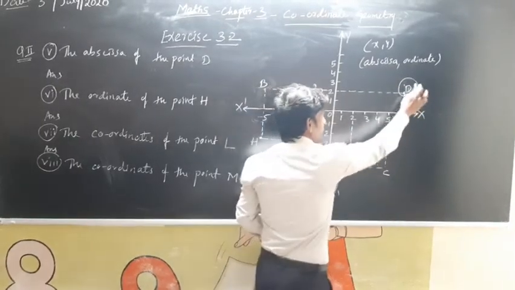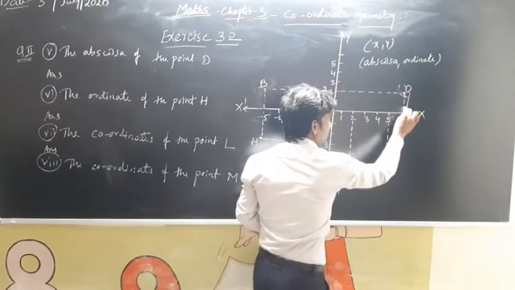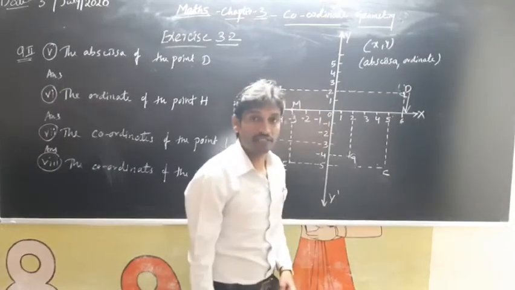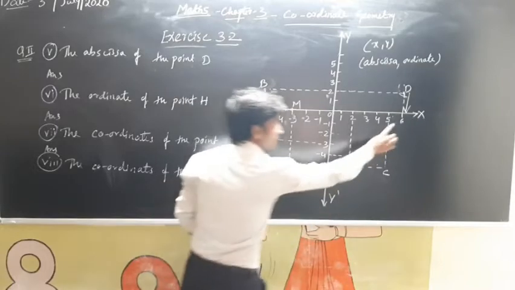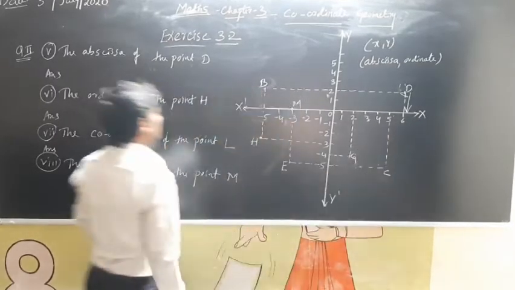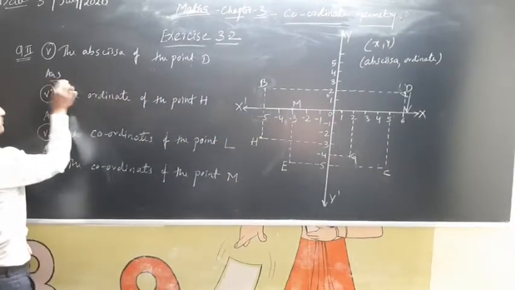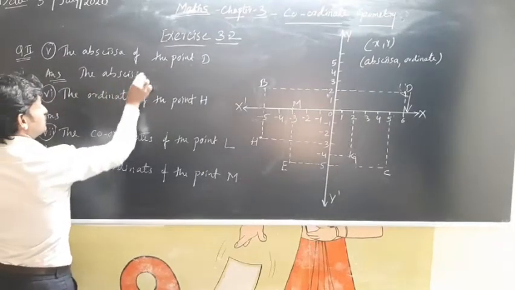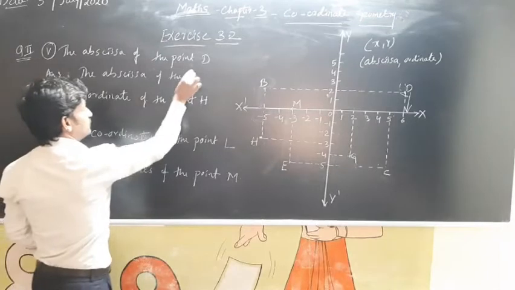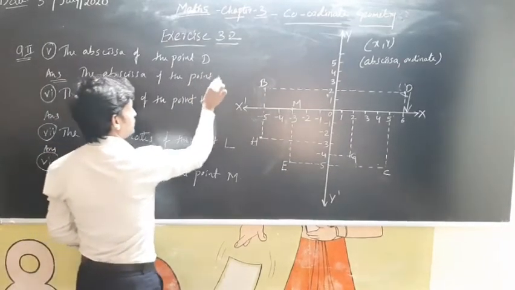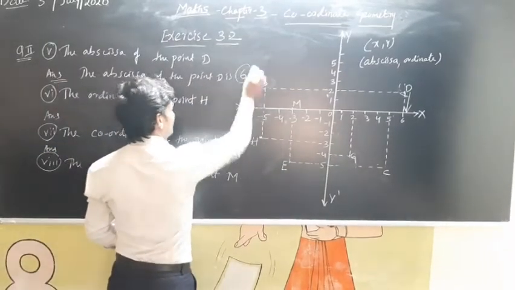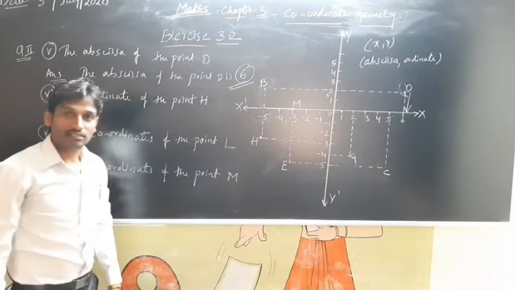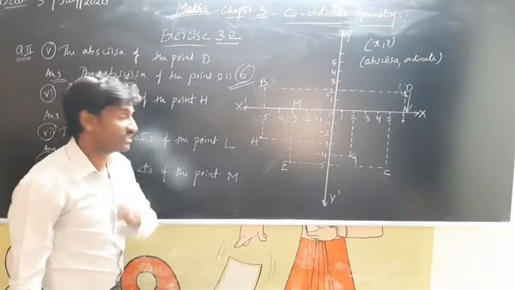From D we will move towards what? X axis. Where it is going to come and coincide with? That is the value of 6. So the answer for this is the abscissa of the point D is 6. So this is your answer. Similarly, let us go for sixth one.